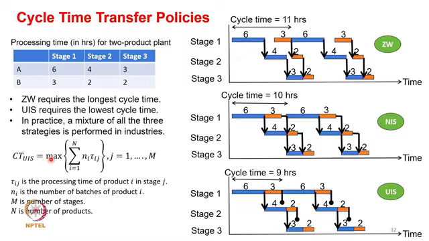The cycle time of UIS can be computed as the max of N times tau ij, summed up over N, where tau ij is the processing time of product i in stage j, Ni is the number of batches of the product, M is the number of stages, and N is the number of products. This is how you could smartly integrate these wait times into the cycle time.